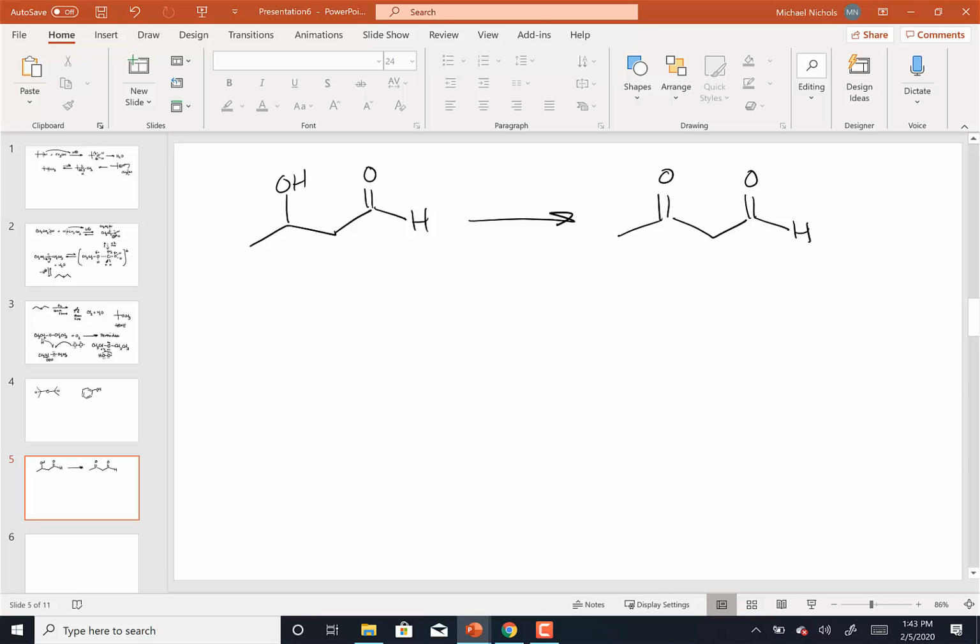No. Am I losing a hydrogen? Well, yeah, but I'm losing 2 hydrogens. I'm losing this hydrogen, and I'm also losing that hydrogen. So what's left? Oxidation or reduction. What's this? Oxidation, because I'm losing hydrogens. So this is an oxidation reaction.